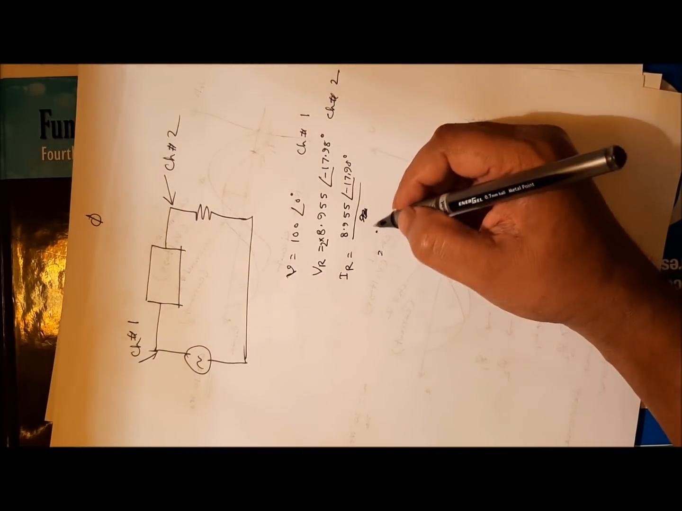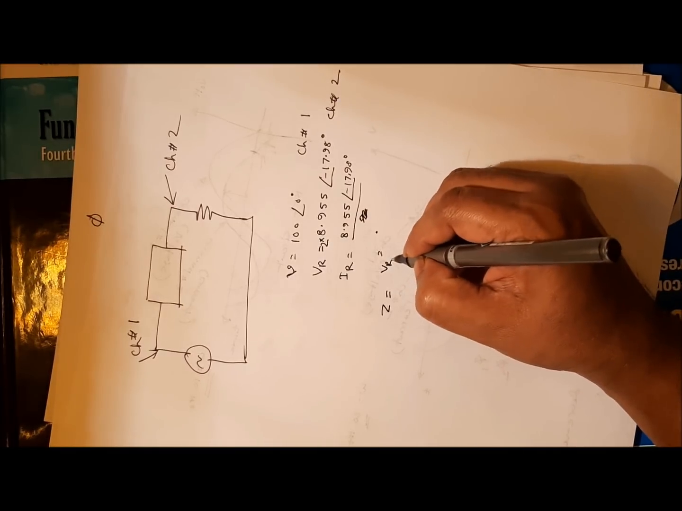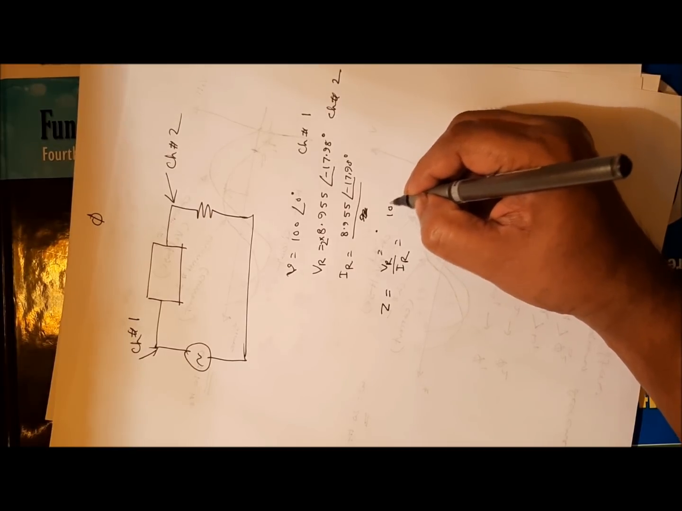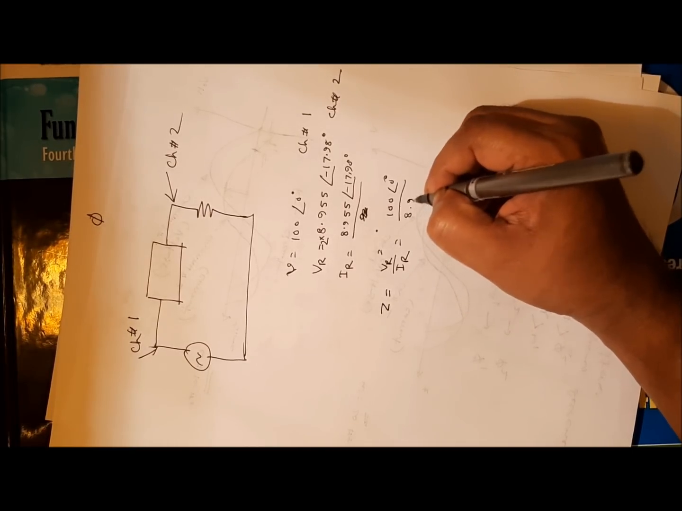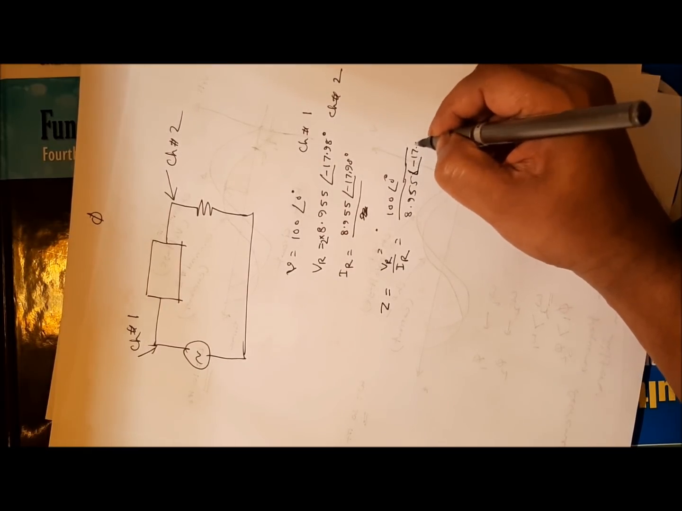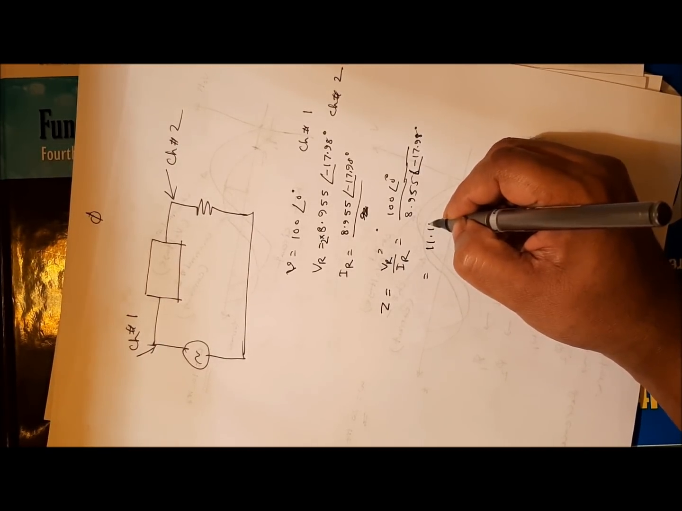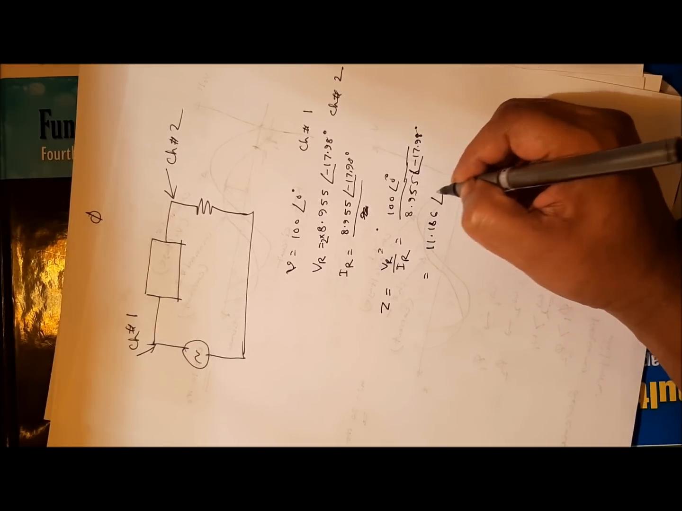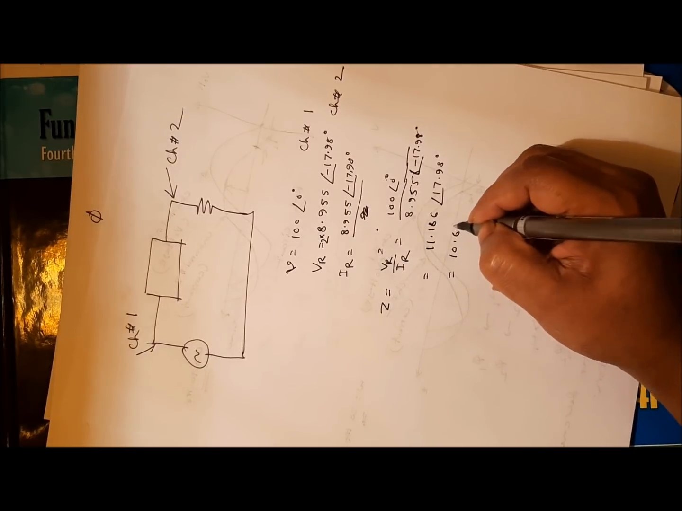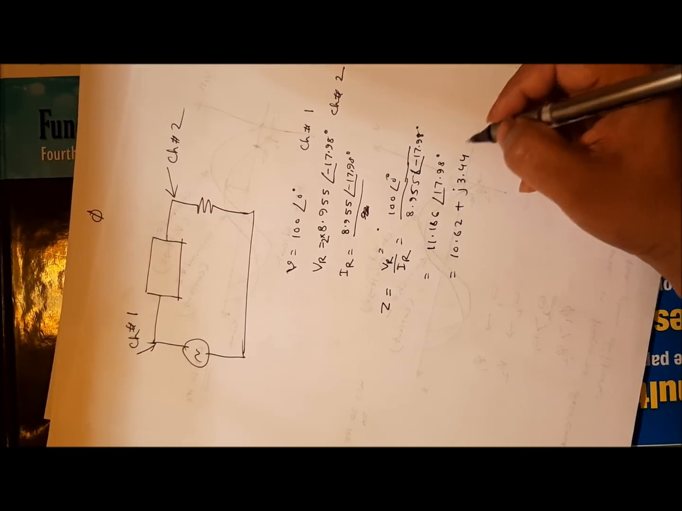So from this IR you can find Z. Z will be VR over IR, so you get 100 at 0, and IR is 8.955 at an angle of negative 17.98. So you will get the impedance of 11.166 at angle 17.98. Now from this you will get 10.62 plus j3.44.